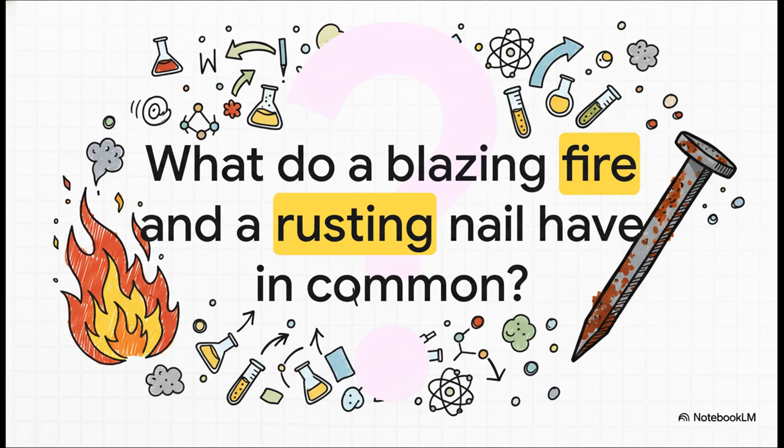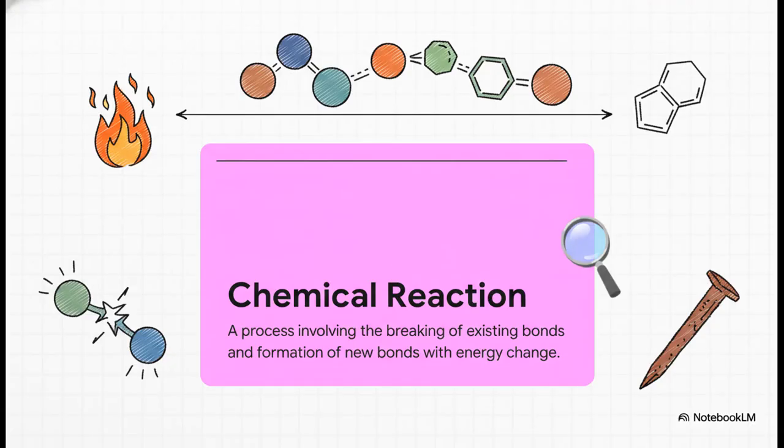To really get how, we first have to be crystal clear on what a chemical reaction actually is. And this is the heart of it all. In both that fire and that rusting nail, atoms are fundamentally rearranging themselves. It's like a big reshuffle. Old connections or bonds, they break, and new ones form. That right there is the definition of a chemical reaction.